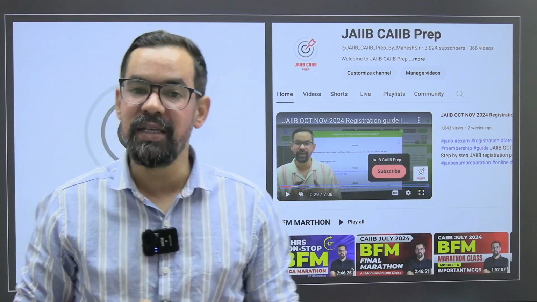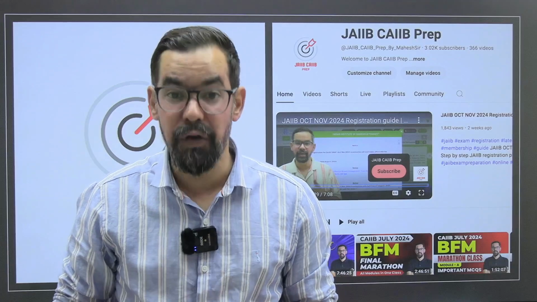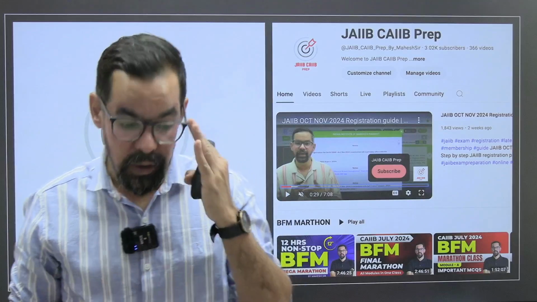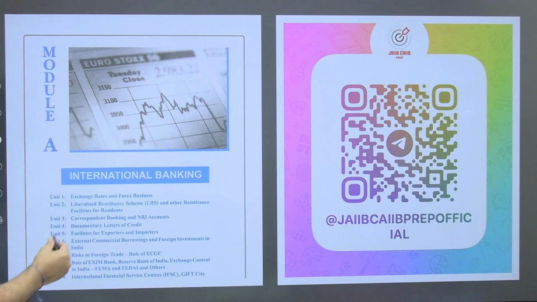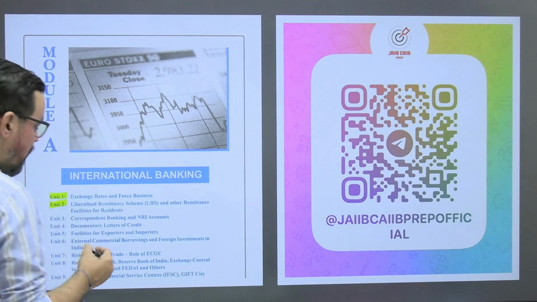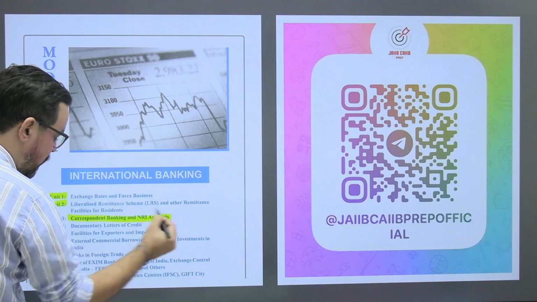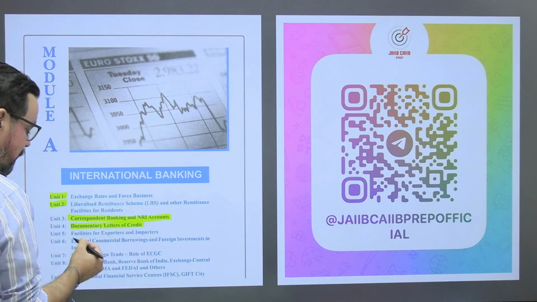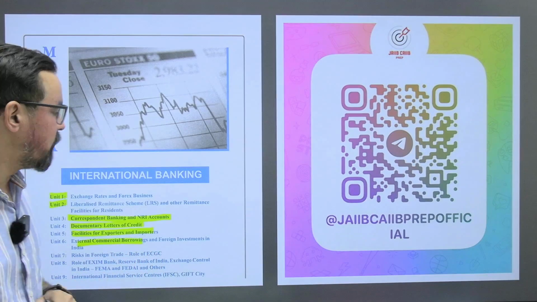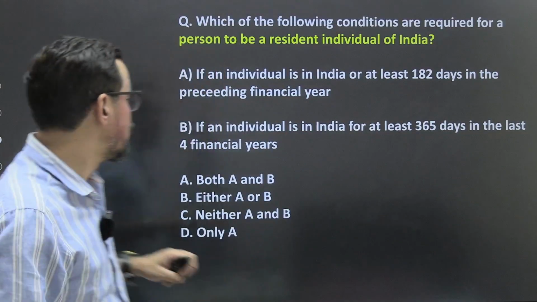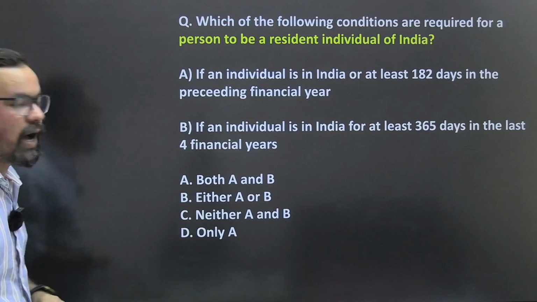So in this particular session, we are going to continue with our discussion based on BFM Module A unit-wise MCQs. In our previous session we already discussed two units, so these two are already done. Today we will start with correspondent banking, NRI banking, documentary letter of credit, and facilities for exporters and importers. These are the three topics, and we'll enter into the ECB portion. Then the remaining we will cover in our upcoming session. Without any further delay, we will start today's discussion.